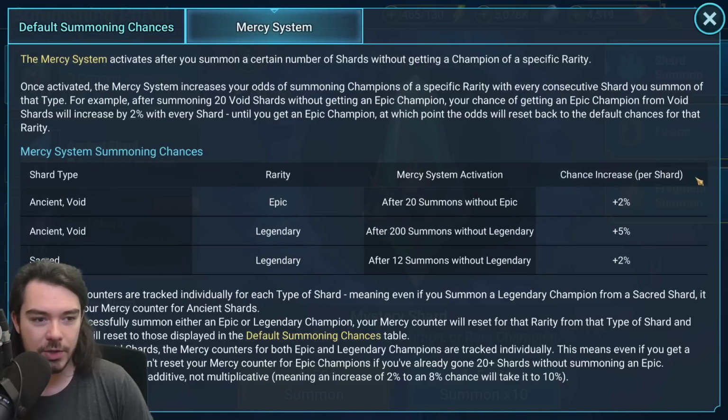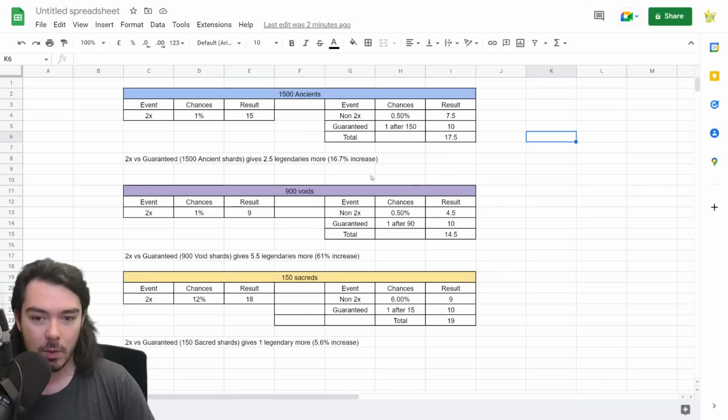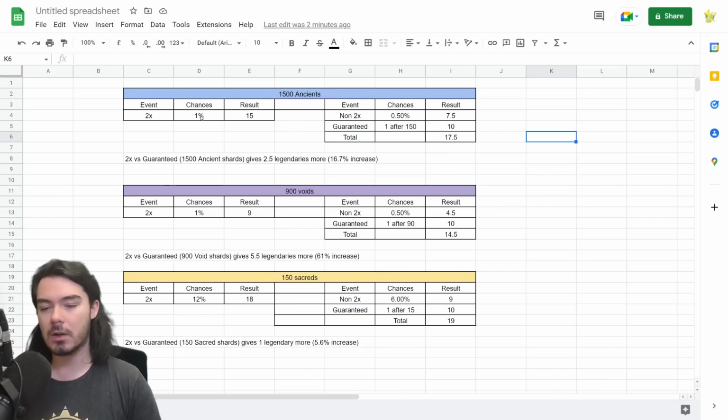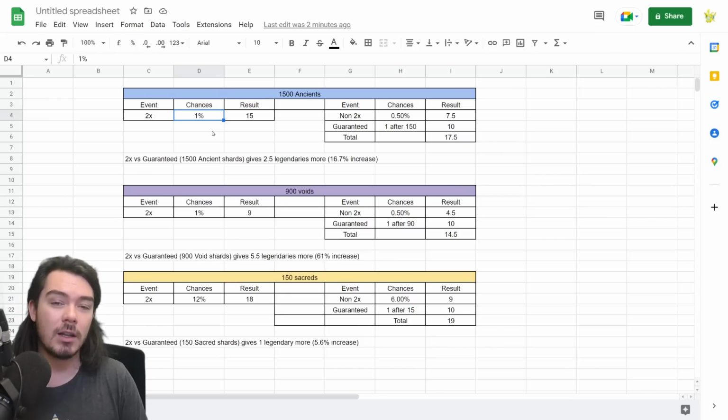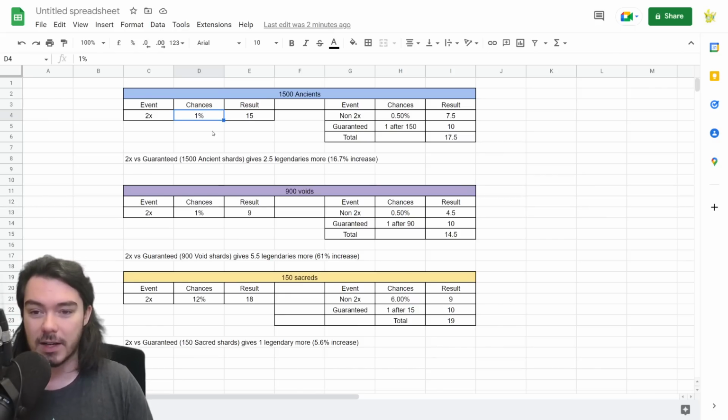The interesting thing about this is when we come into the 2x events, you've got a 1% chance. So on average, we're typically not coming anywhere near our mercy system. We should be, on average, getting a legendary every 100 shards or so. Now, sometimes you're going to get lucky and get more than that. Sometimes you're going to get unlucky and get less than that. In fact, it's going to be fairly rare.